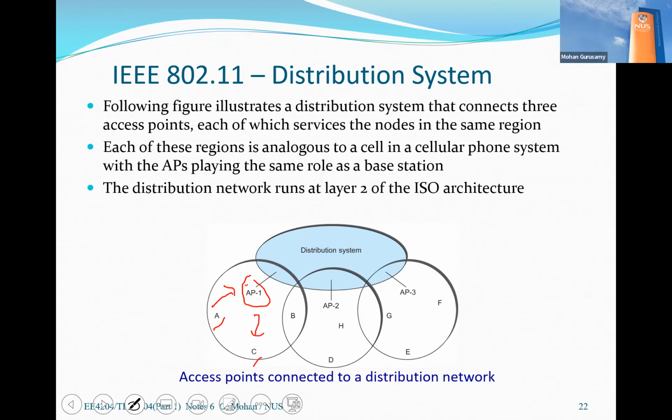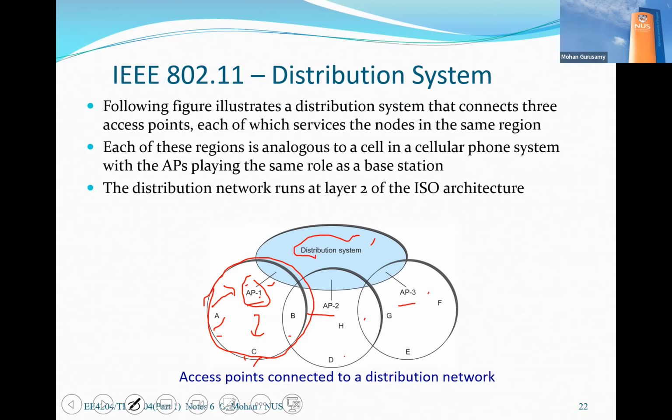Okay, and you can see that these access points can be connected at the back end by a backend network, let's say Ethernet switches or routers. For example, in a big organization, one access point can cover only a certain region. Let's say this region, and all the nodes A, B, C are attached to AP1. Similarly, there is another access point, AP2, which can connect B, D, and H.